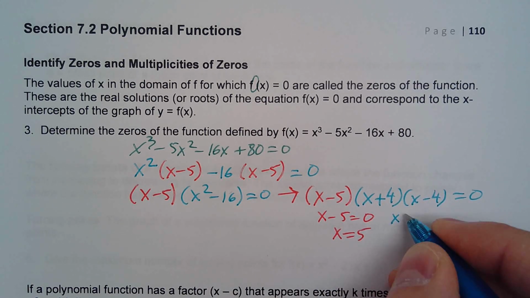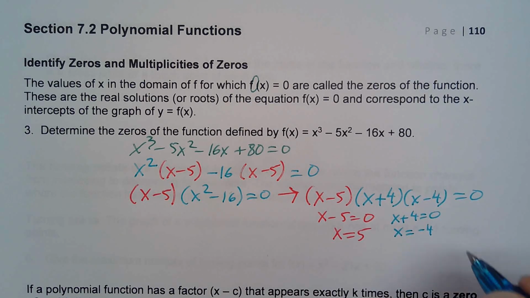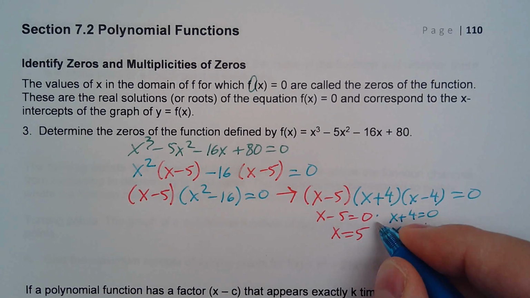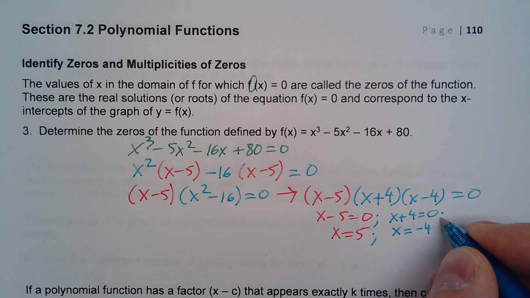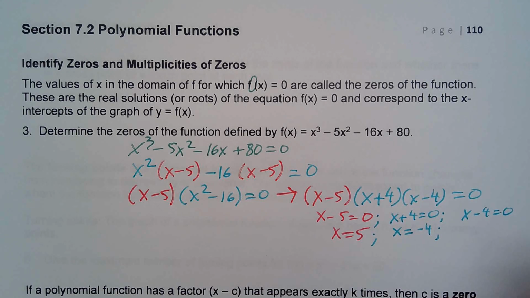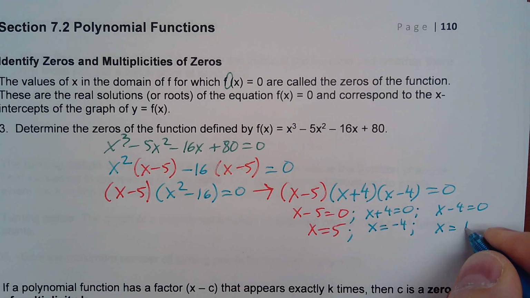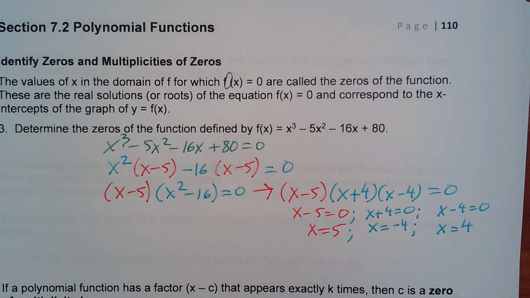Similarly, if I take x plus 4 equal to 0 and solve that by subtracting 4 from both sides, you get negative 4. And likewise, I'm going to get positive 4 for the last factor. So that's one way to approach it.